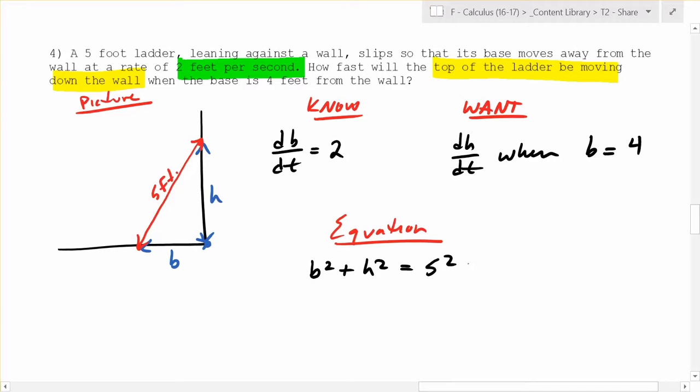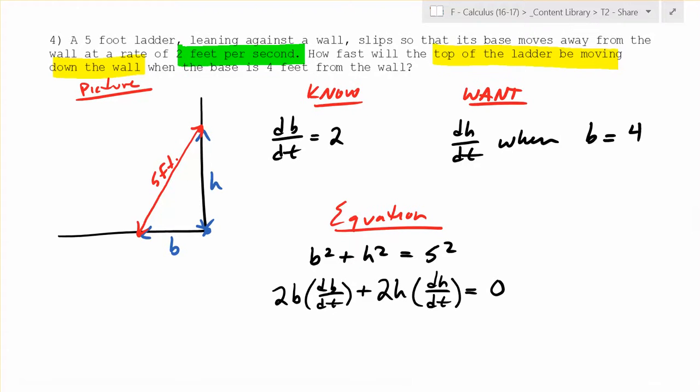So let's do that differentiation. What's that differentiation going to be? 2b times dB/dt. Don't plug it in yet. I just want the derivative. Do one thing at once. 2b dB/dt plus 2h dh/dt equals what? 0.